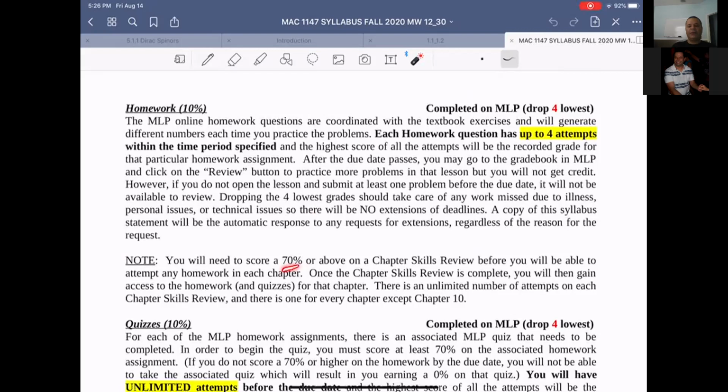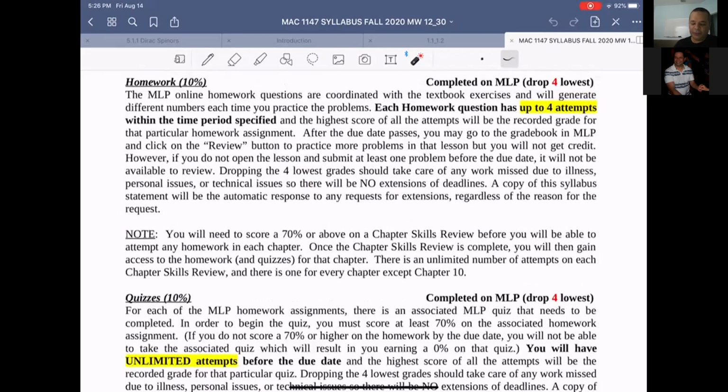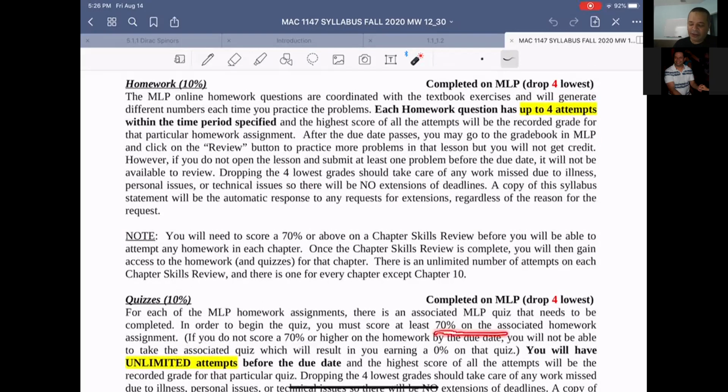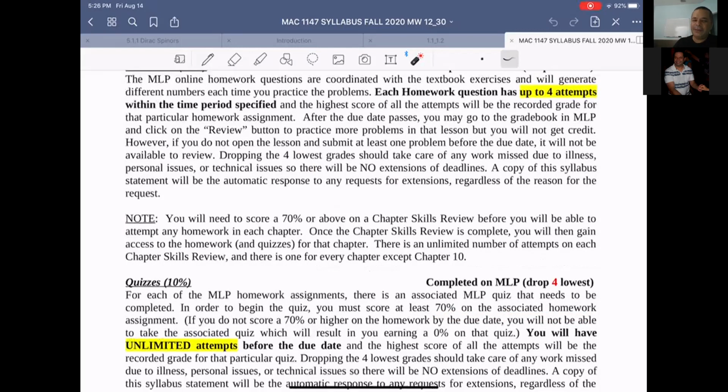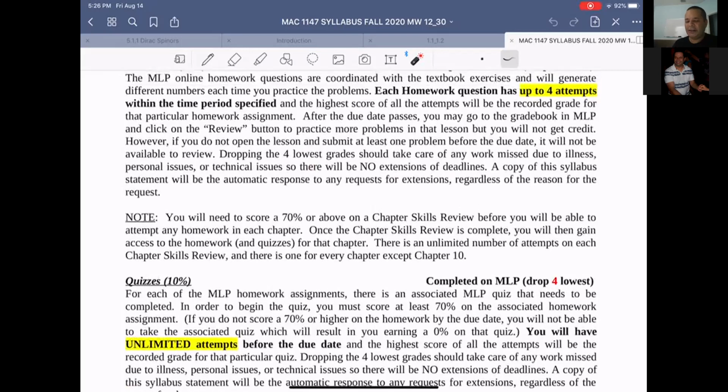However, you do need to score a 70% on the chapter skills review before you attempt the homework. Okay, so that's not really an official homework, but you do need to have that achieved before you can take the homework. As well, you need to have a 70% on the homework before you can take the quiz. Okay, so you gotta be on top of things here. So chapter skills review, then the homework for the chapters, then the quizzes.